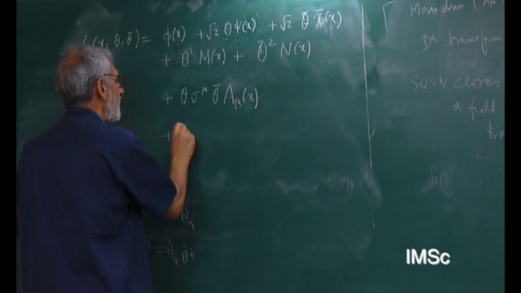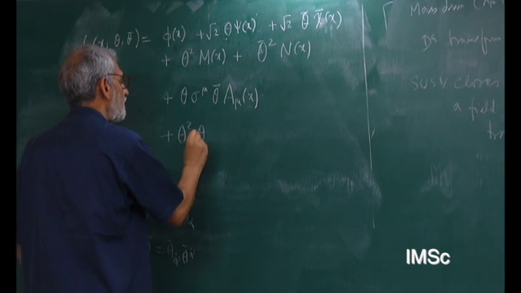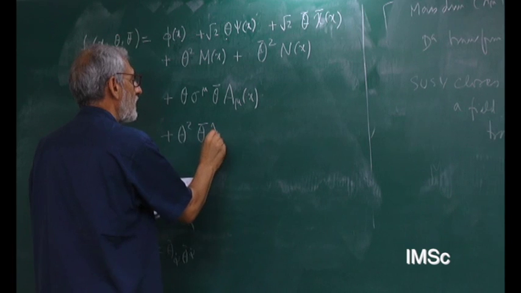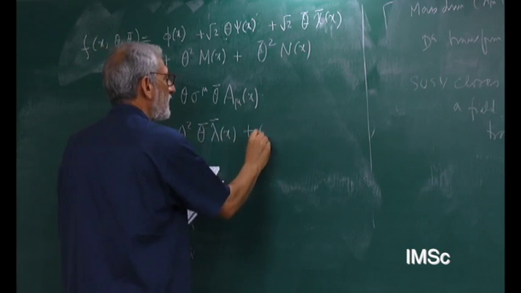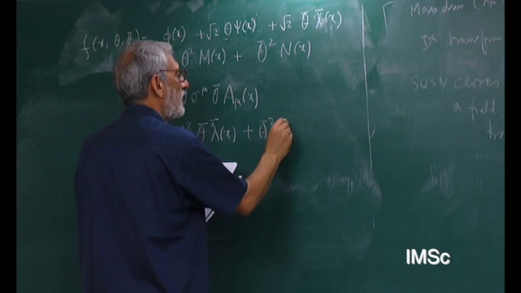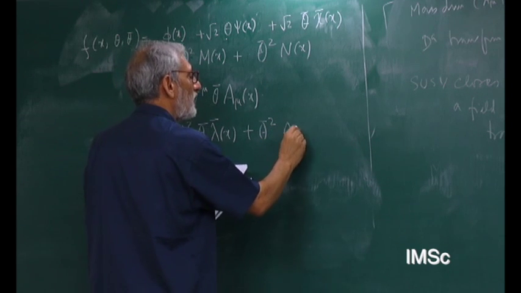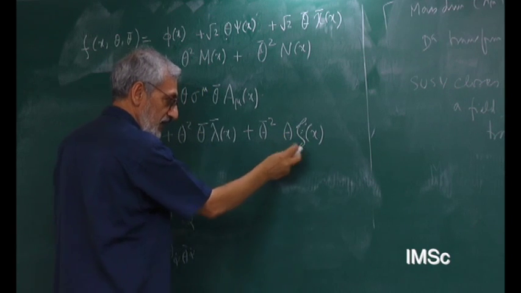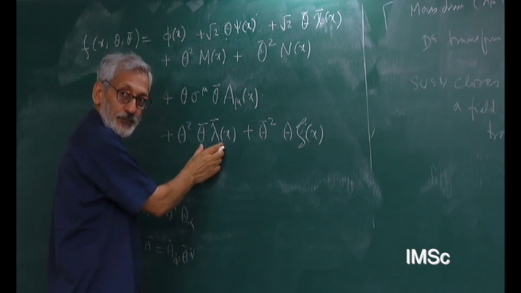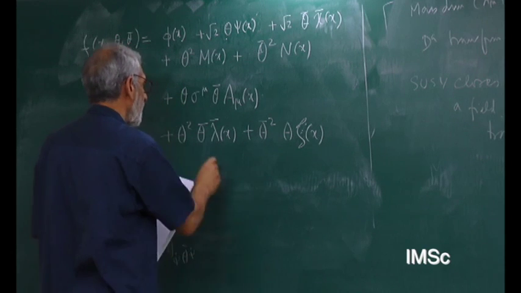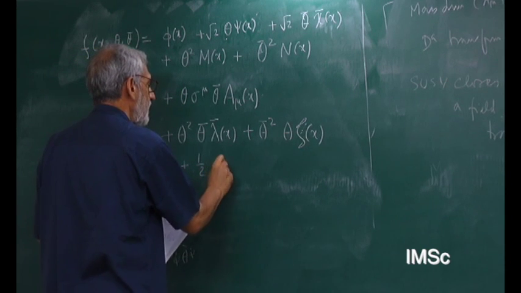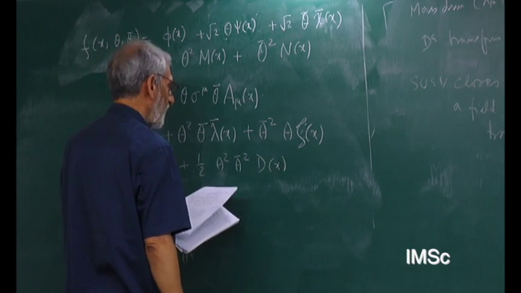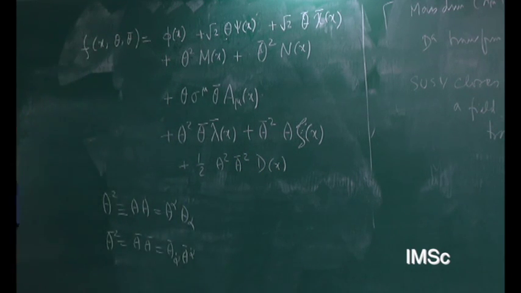Then three thetas: theta square theta bar lambda bar of x, theta bar square theta zeta of x. Zeta of x is a fermionic object, this is a singlet, this is a singlet, plus 1/2 theta square theta bar square d of x. I think I have all the terms now. Okay.